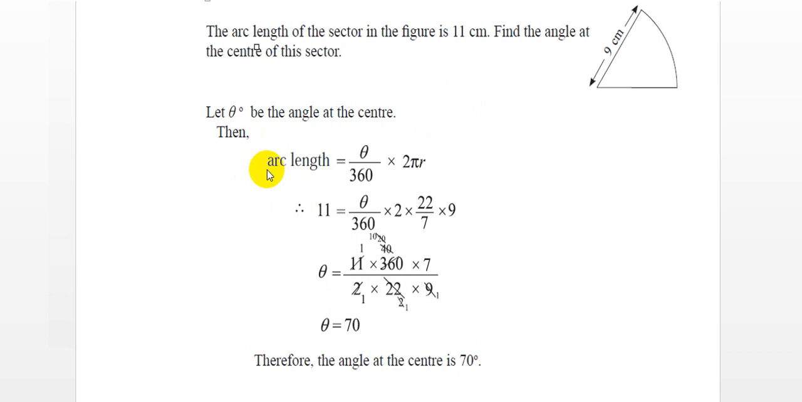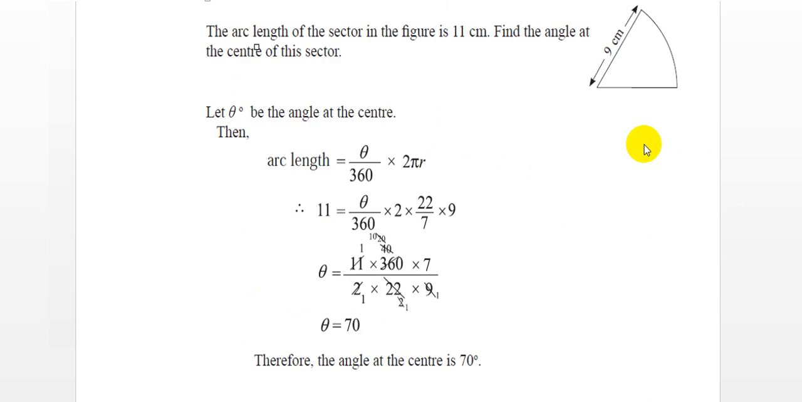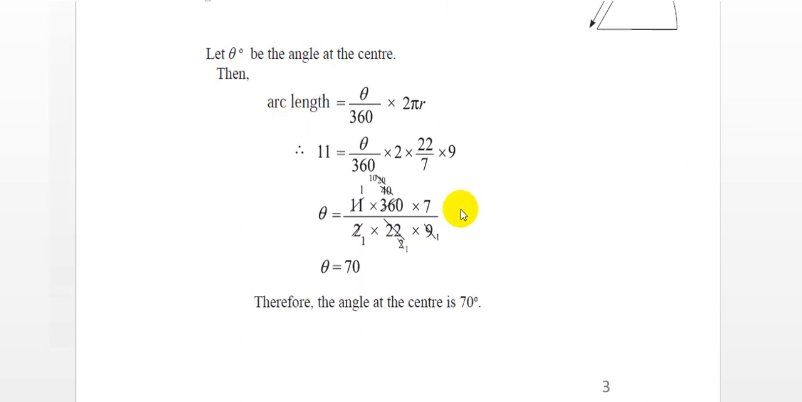So you can write the equation as arc length is equal to theta over 360 into 2 pi r. The arc length value is 11 centimeter. Theta over 360 into 2 pi, where pi stands for 22 over 7, and r stands for the radius, which is 9 centimeter. As you already have the knowledge of changing the subject of a formula, you can make theta the subject here.